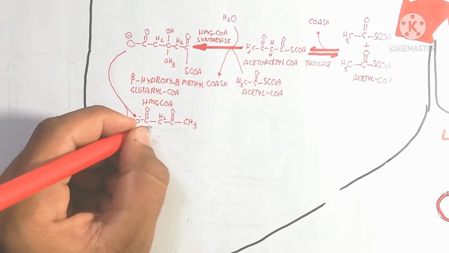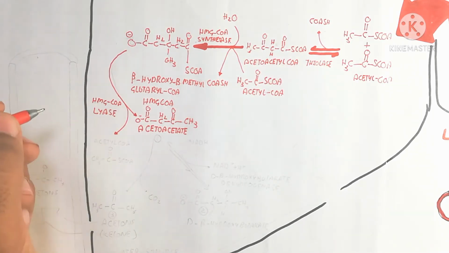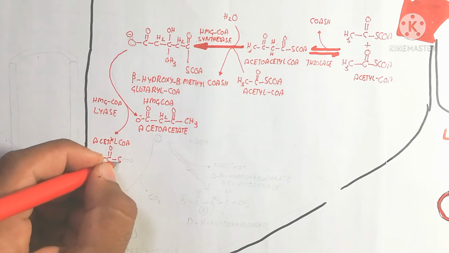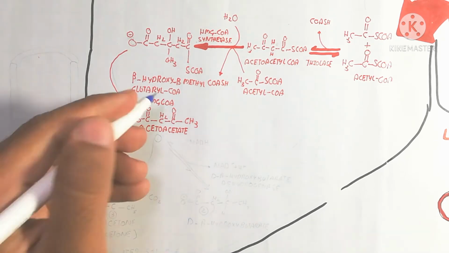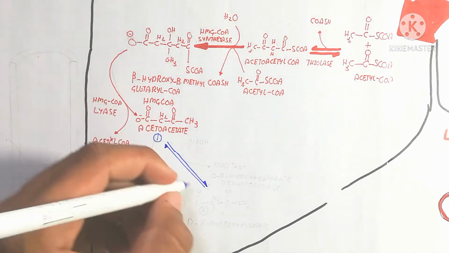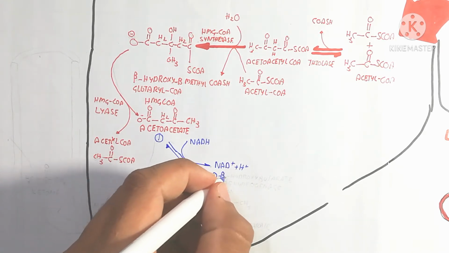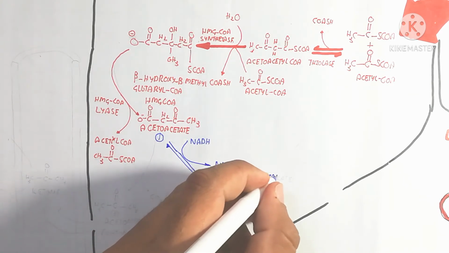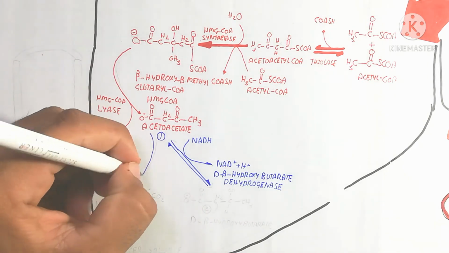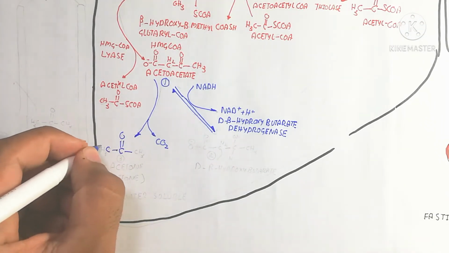Then there is further production of acetone and beta-hydroxybutyrate. First, beta-hydroxybutyrate is produced using NADH, which is converted to NAD plus, by the beta-hydroxybutyrate dehydrogenase enzyme, producing D-beta-hydroxybutyrate. On the other hand, acetone is produced, and thus three ketone bodies are produced, and these ketone bodies go into the blood vessels, into the circulatory system.